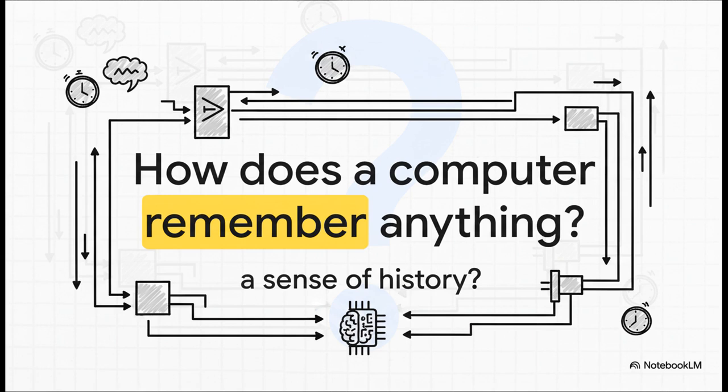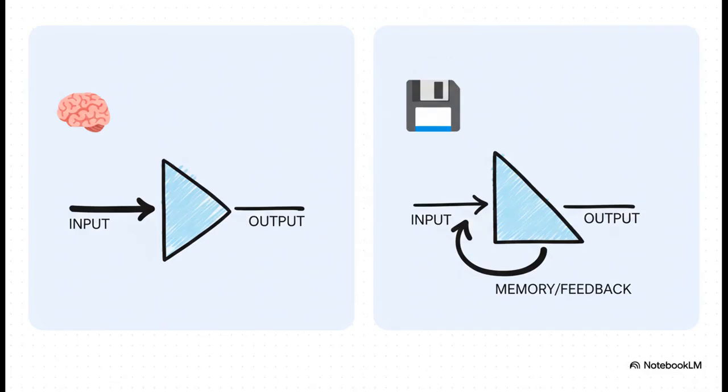You see, to hold on to information, a circuit needs to have a sense of the past. It needs to know what just happened. But how in the world do you give a bunch of wires and switches a sense of history? Well, this right here is the core of it. Most simple circuits, what we call combinational logic, are totally forgetful. Their output is just an instant reaction to whatever input they have right now, and that's it.